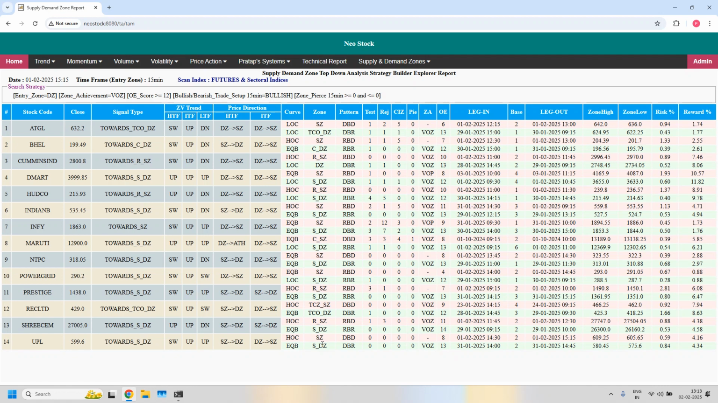Zone confluence, you can filter 2 ways. One is LTF and ITF, and another one is LTF, ITF and HTF. That is what you learned in lesson 27. Let us apply those strategies.